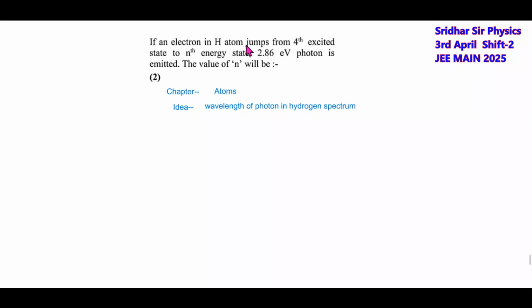If an electron in a hydrogen atom jumps from the fourth excited state to the nth energy state, a 2.86 electron volt photon is emitted. Find the value of n. The question belongs to the chapter atoms, wavelength of photon in hydrogen spectrum. The de-excitation process. That is the formula when the fourth excited state. Just a small basic, like this is the energy level diagram.